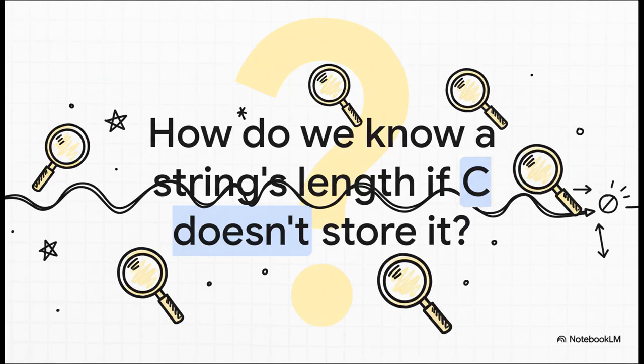And that really is the central puzzle, isn't it? The string itself has no idea how long it is. There's no little length property attached to it. So we have to figure it out ourselves every single time. So how do we do it? Well, we have to go looking for the end.